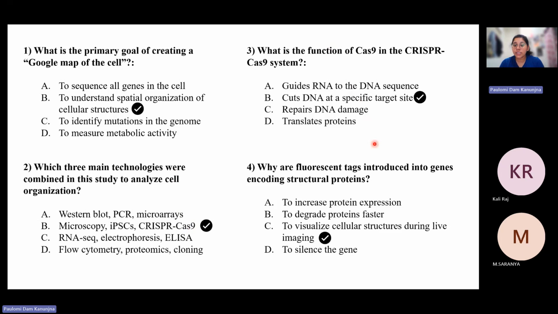And the last one, why are fluorescent tagged proteins introduced? It is to visualize cellular structure during live imaging, because otherwise you have to do other types of staining where you can localize those proteins and see, right? So it's better to do live imaging because you can also look by color.